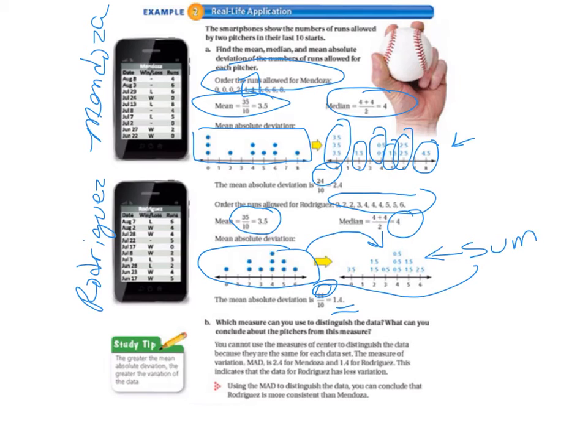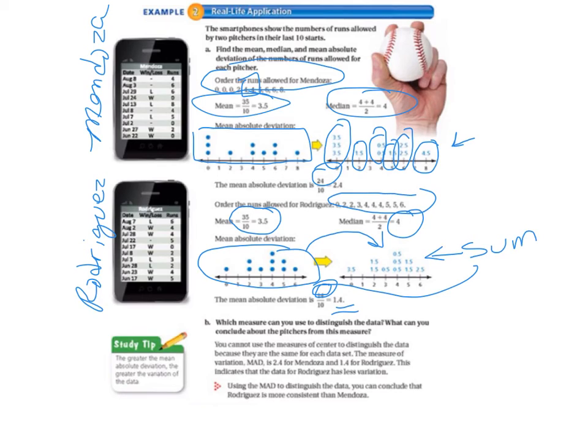And then in letter B, it says, which measure can you use to distinguish the data? What can you conclude about the pictures from this measure? So this is kind of important here. It says you cannot use the measures of center to distinguish the data because they are the same for each data set. So if you just look at the mean and the median, it doesn't tell you which picture is maybe better than the other because they both have the same mean and the same median.